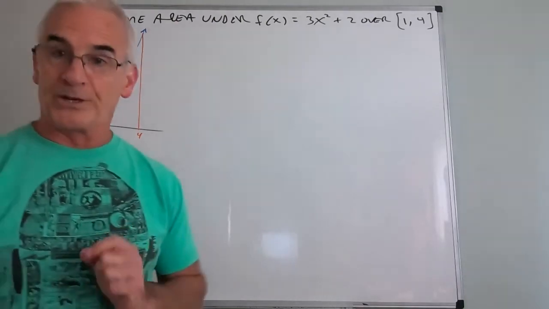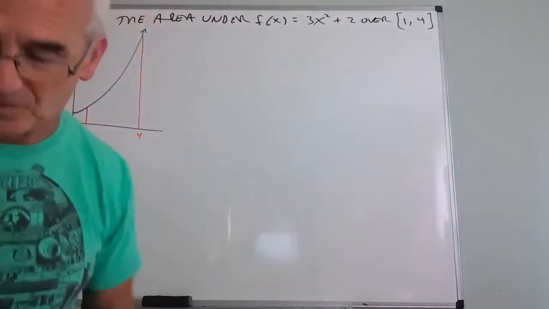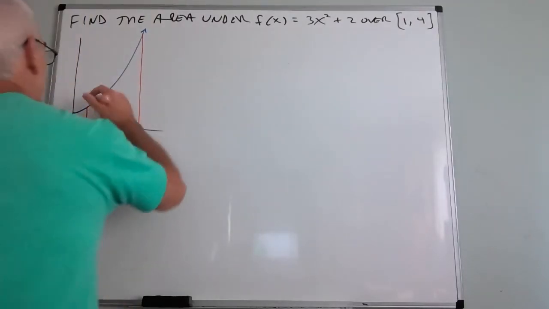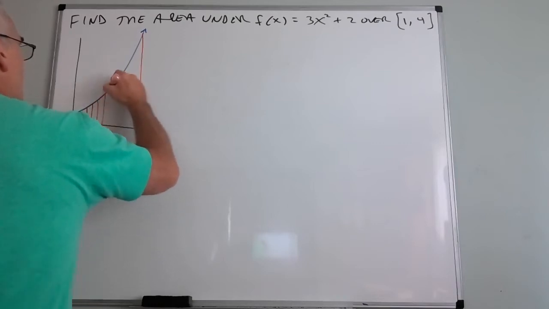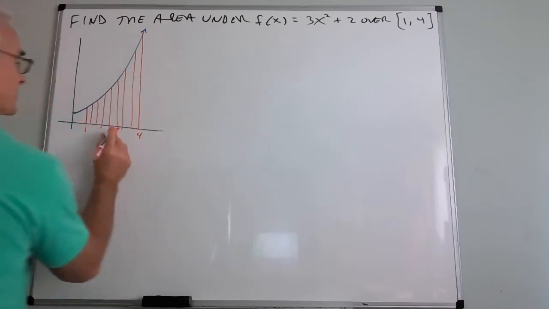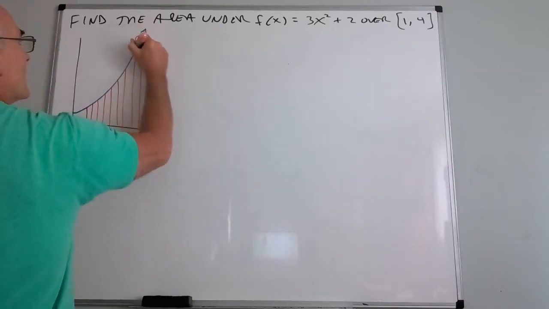So we're going to do what we just did a moment ago, but now I've given you a specific function. So creating the sum will actually be much easier this time. So the first thing I'm going to do is split this into n rectangles of equal width. Okay, pretend that these are equal width and actually pretend they're straight. So I'm going to do this.